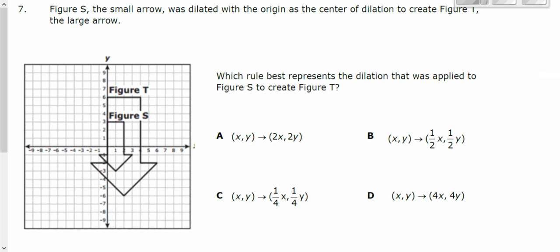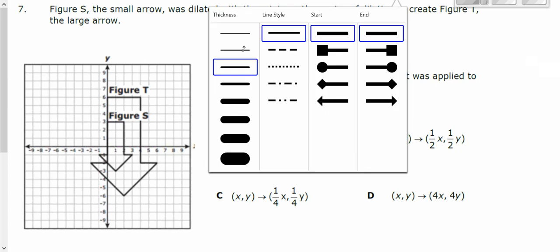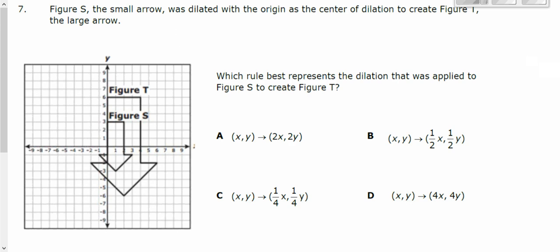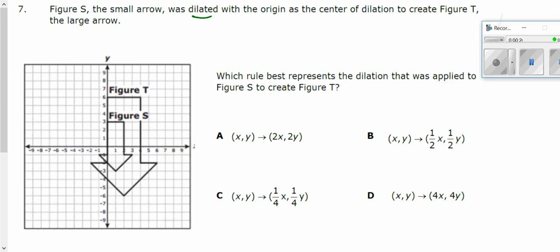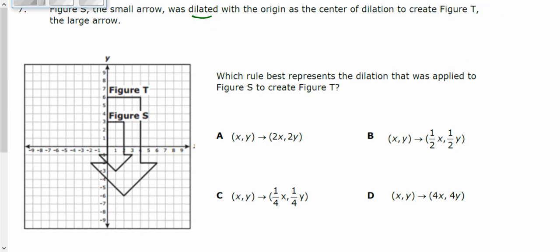Okay, in this video we are going over numbers 7 through 12 in your test review. So number 7, figure S, the small arrow, was dilated with the origin as the center of dilation to create figure T, the large arrow. Which rule best represents the dilation that was applied to figure S to create figure T?